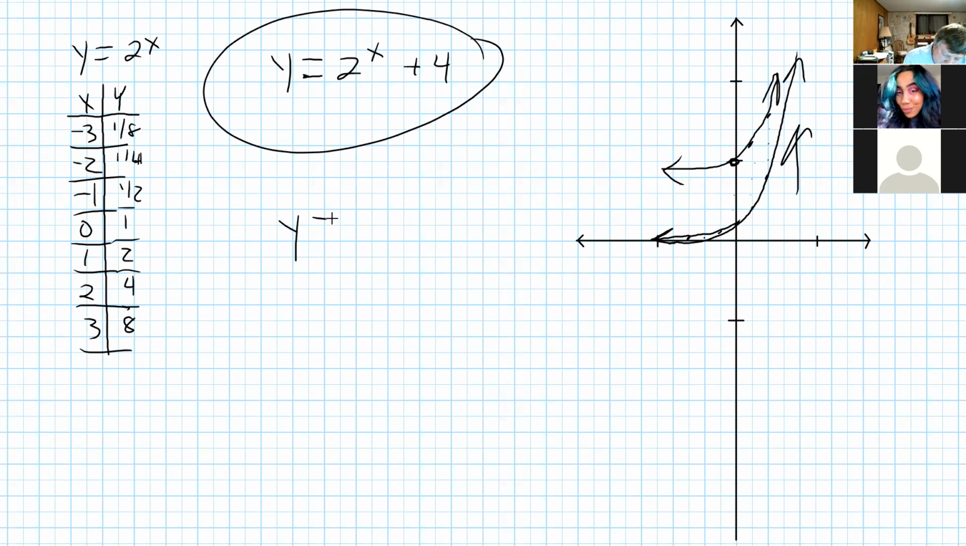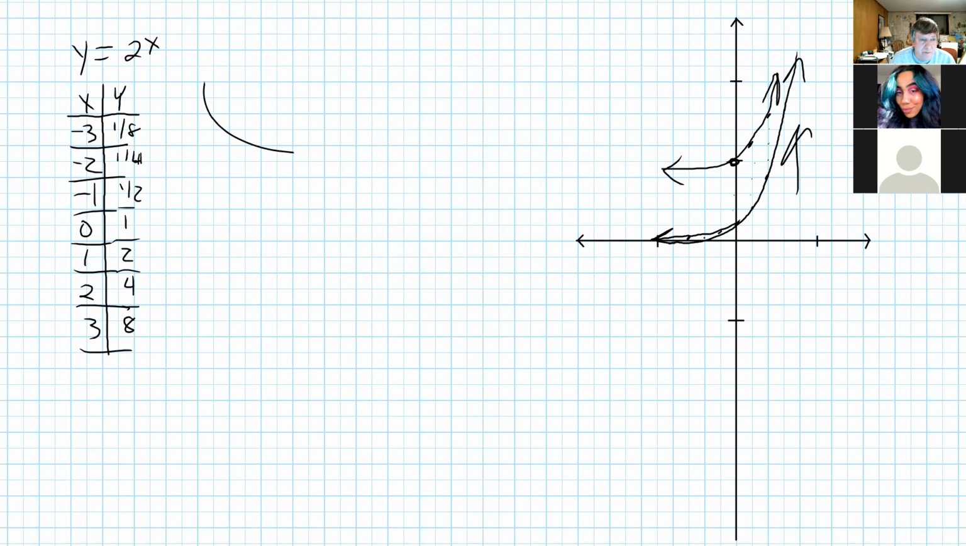What if it was y equals 2 to the x minus 3? What would that do? It would lower by 3, right? Good. Now, that's outside, which causes a vertical shift up or down.